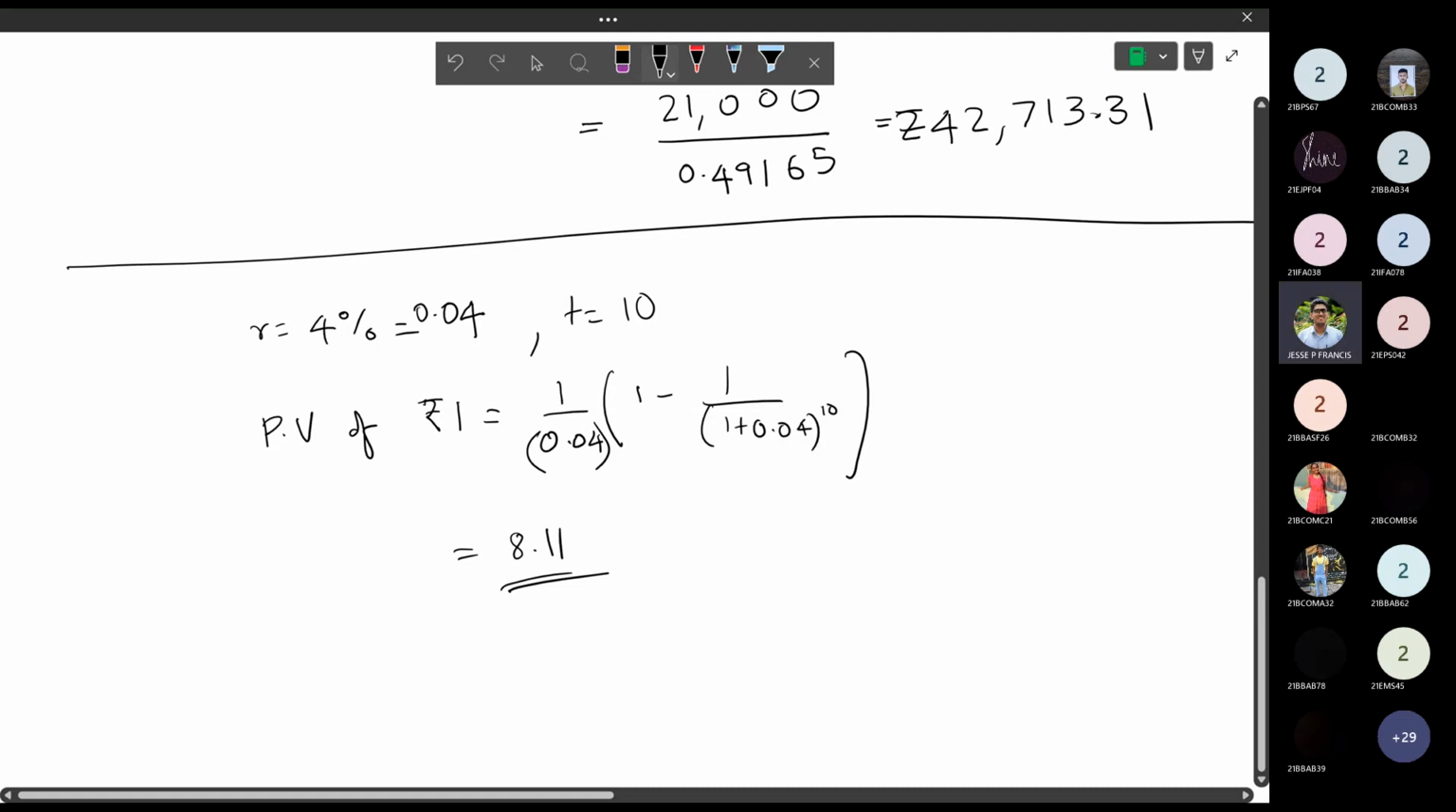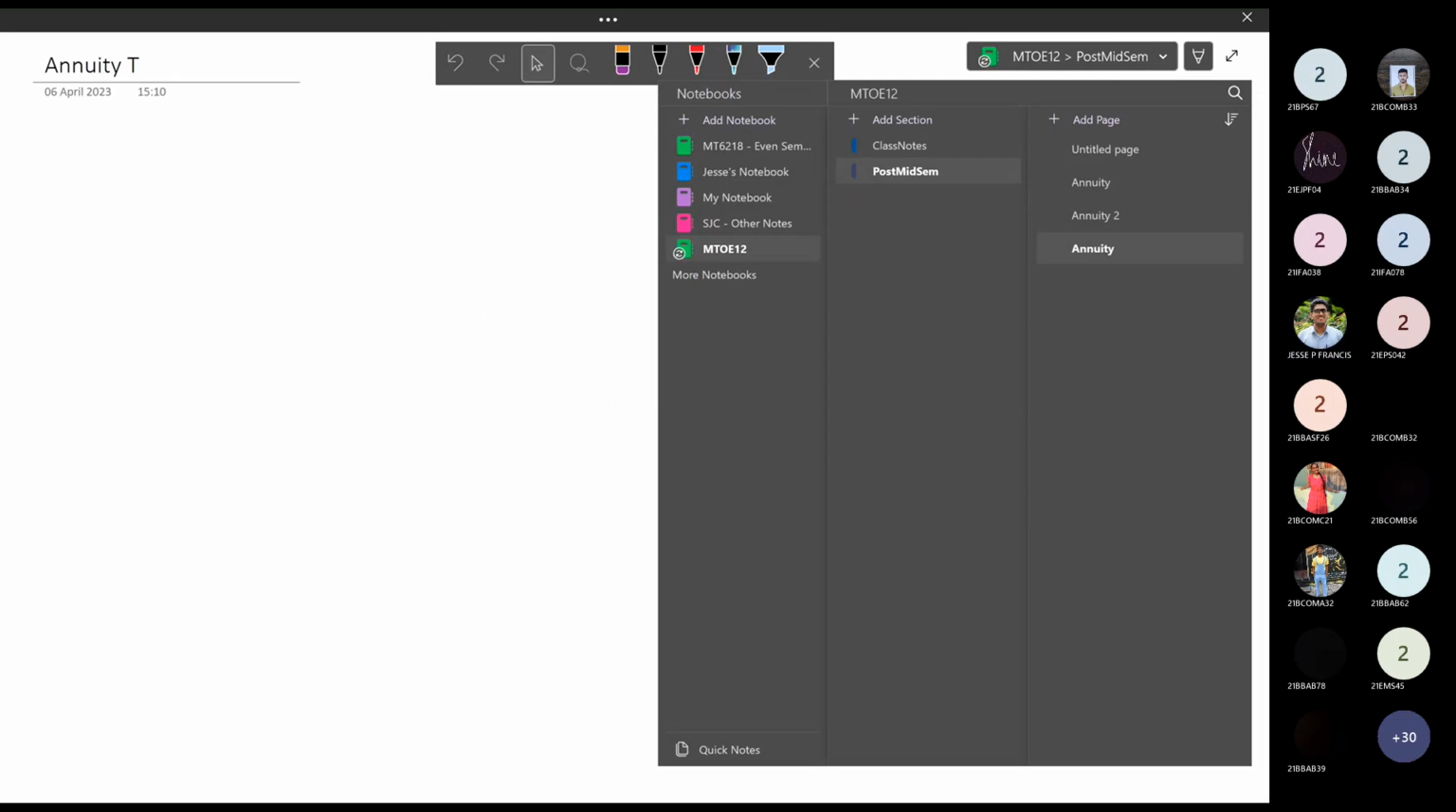Given the rate of interest and time period, the annuity factor or present value for rupees 1 doesn't change no matter what the context is, no matter what the investment is. So this factor has been calculated and tabulated in a table.